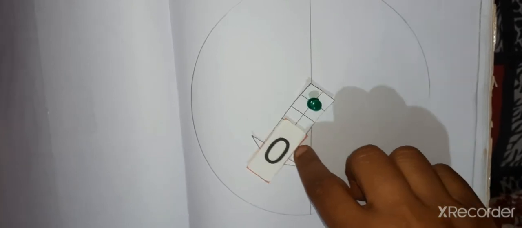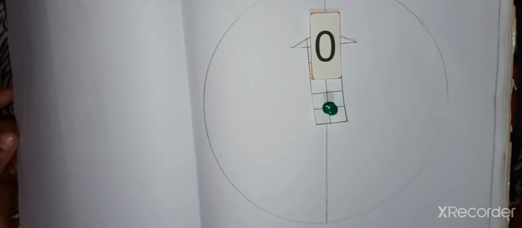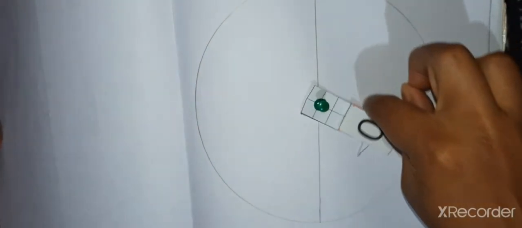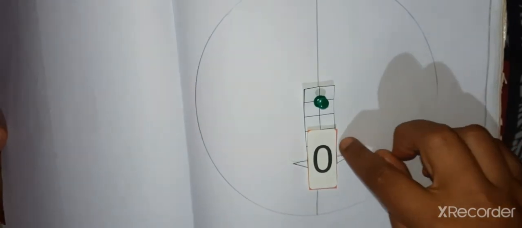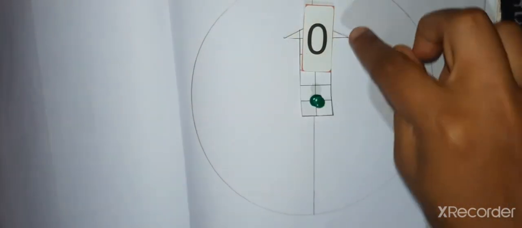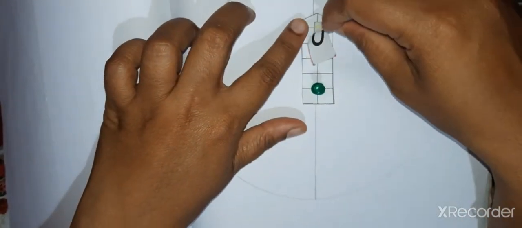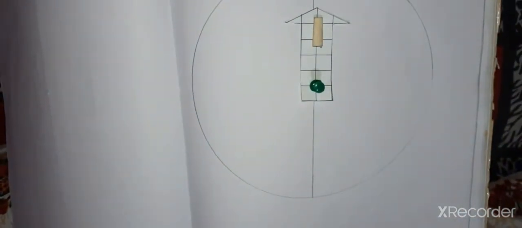And how many times is it looking the same? So it is looking the same 2 times. One at the original position and one when it is coming to 180 degrees. So the order of rotation of 0 is 2. Okay. Now let us try out with some other numbers.